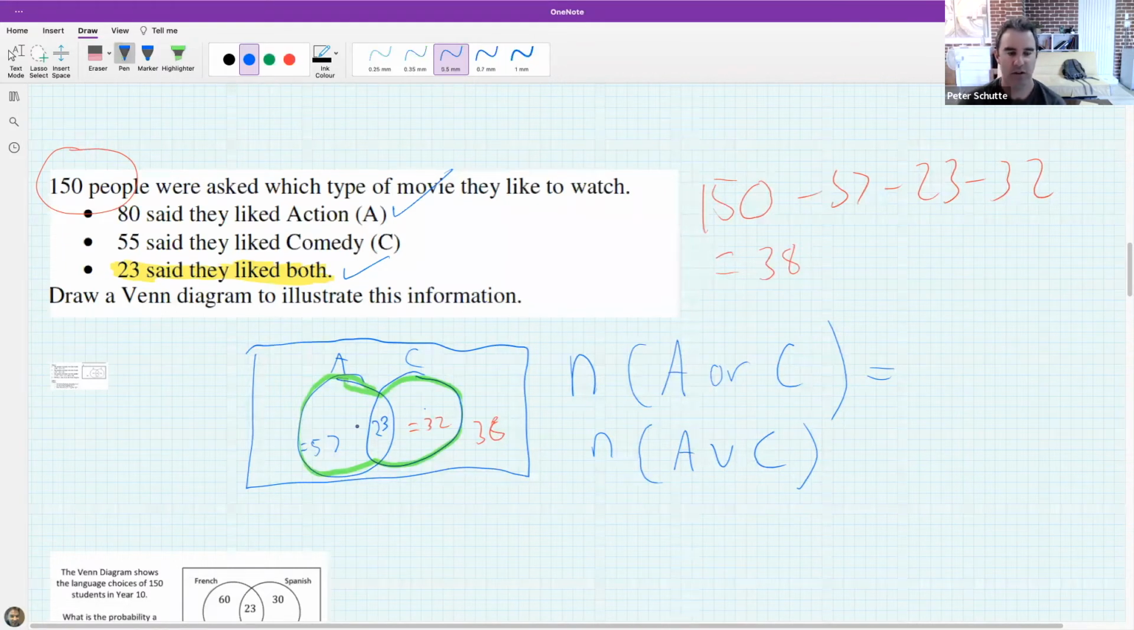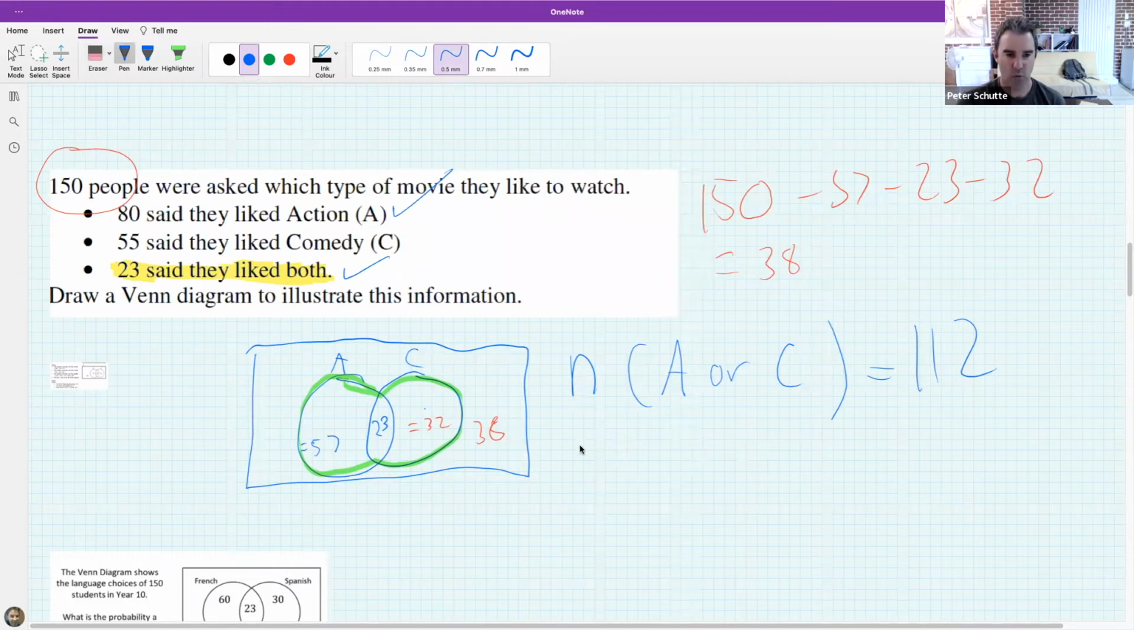So all I need to do is add 57 plus 23. You can see what's happening there. So 112. Yeah. Perfect.